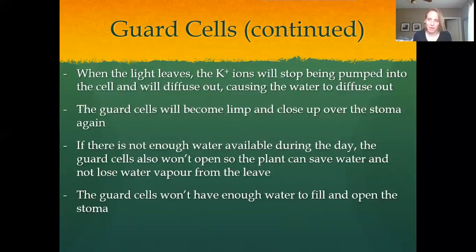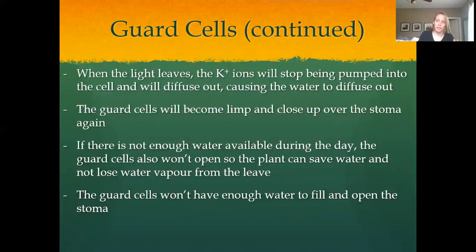As the potassium ions diffuse out, which again is passive, the water will then follow, which is also passive. And so then the guard cells become limp. They no longer have that turgor pressure that's pushing them outwards and open, so they just become limp and close up again.